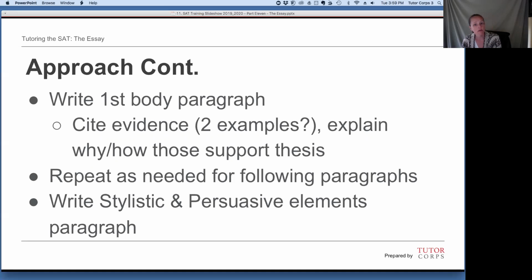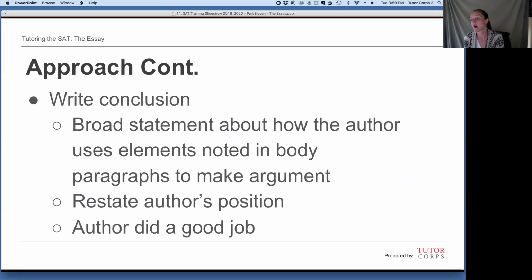Next, the student should work on the body paragraph. So start by citing 1 to 2 examples of evidence, show how these support the thesis. This can be repeated for the next paragraphs. Then the student can write the stylistic and persuasive elements paragraph. And finally, the student can wrap the essay with a conclusion, which can include a broad statement about how the author uses the elements noted in the body paragraphs to make an argument and restate the author's position that they did a good job. So there's the conclusion.